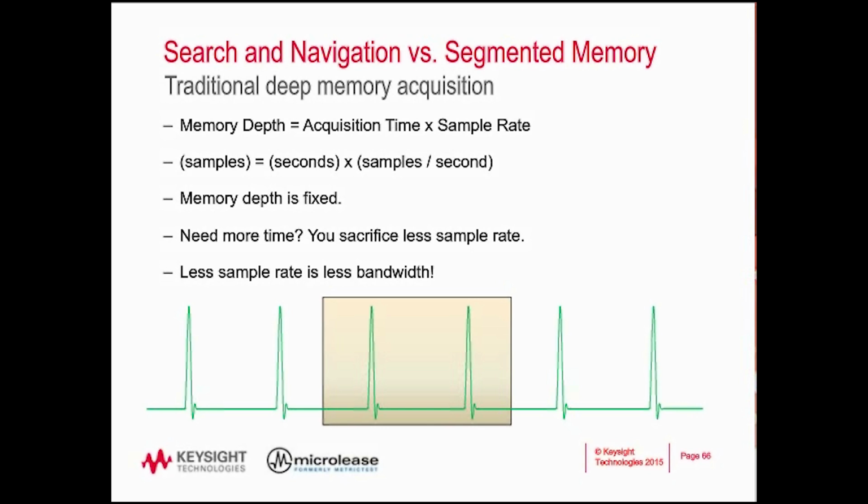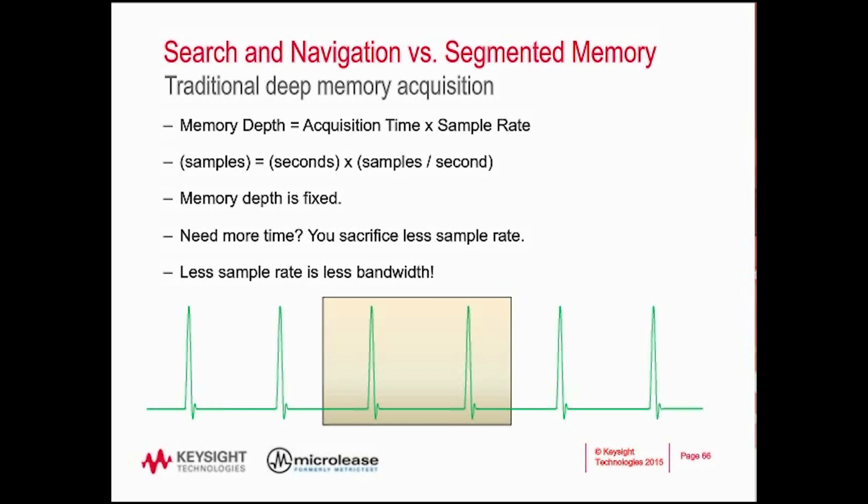So memory depth is fixed. If you want more time, you sacrifice sample rate. If you want more sample rate, you sacrifice time. And, of course, the problem here is the lower your sample rate is, the lower your bandwidth is. And if you're undersampling too much, then your oscilloscope's going to have trouble capturing these events you're trying to find because they're being aliased or undersampled.